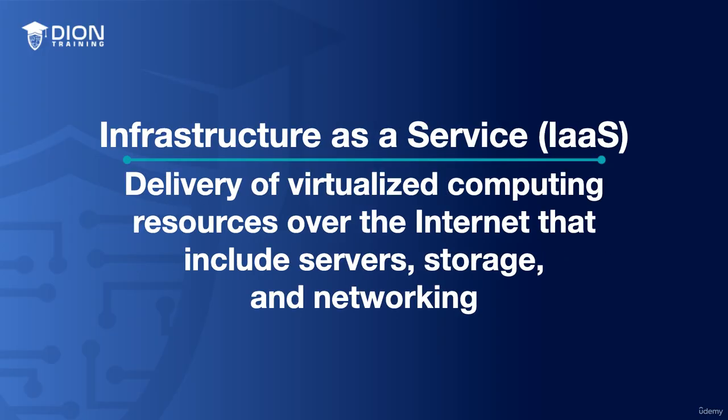The second service model we have is known as infrastructure as a service, or IaaS. Now, IaaS refers to the delivery of virtualized computing resources over the internet, including servers, storage, and networking. A good real-world example of this would be using something like Amazon Web Services to be able to rent virtual servers using EC2, virtual storage using things like EBS or S3, and even network capabilities that are on demand, such as being able to set up things in Route 53.